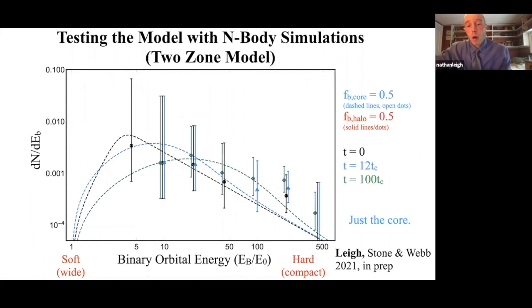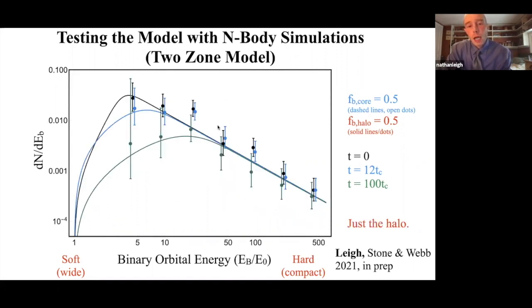Looking at the core, we find excellent agreement between our analytic model and the results of numerical simulations. However, the error bars are large, so the agreement is typically good to within 1 standard deviation or less. This is because at any given time, we typically have of order 20 to 50 binaries in the core, and more like 150 to 200 in the halo. So we have better population statistics out in the halo.